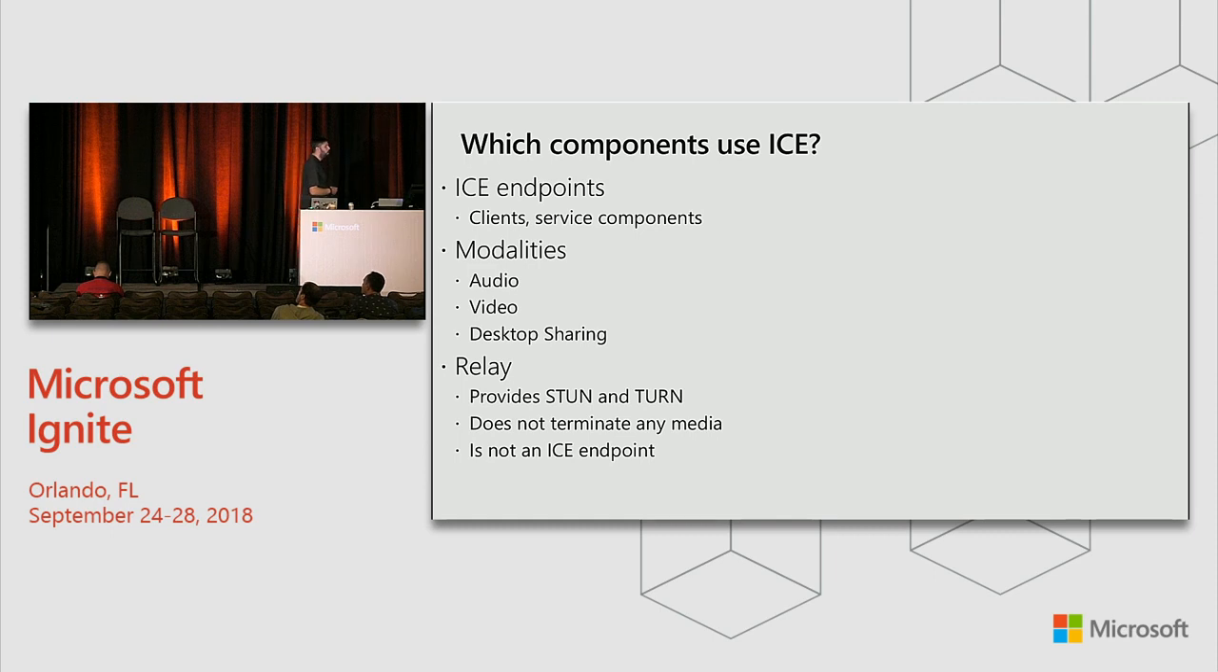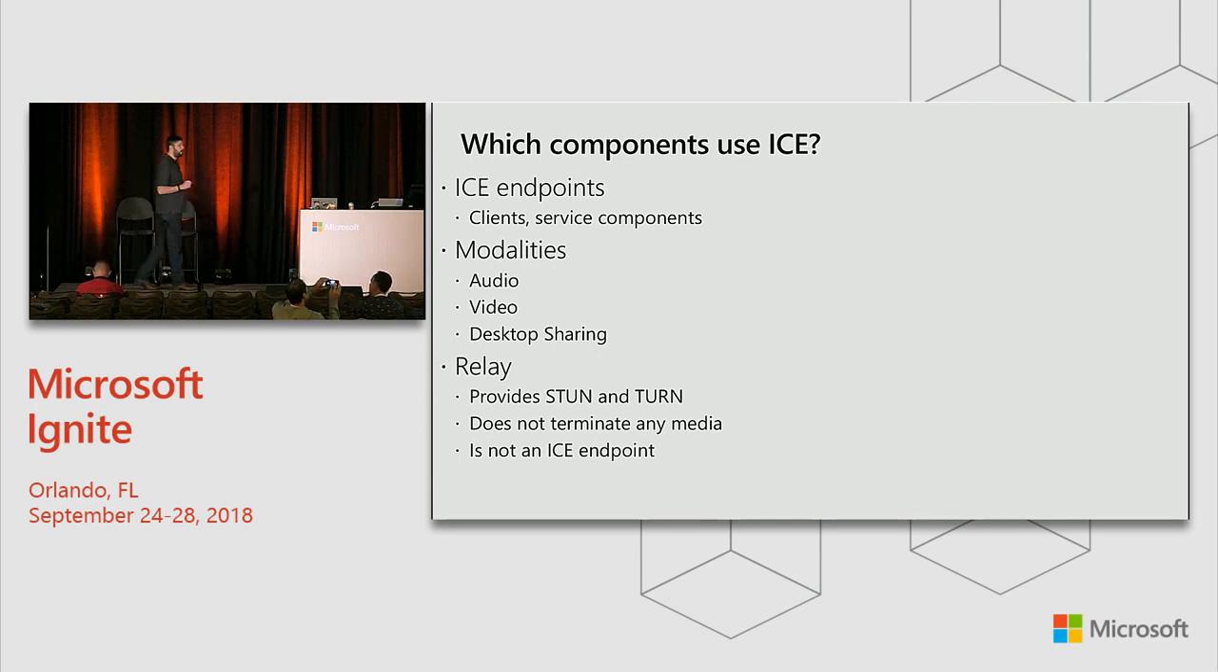First of all, which components use ICE? All the clients, the Teams client on your mobile, on your PC, on your Mac, they all use ICE. And the service components in the cloud use ICE. We can use this for audio, video, desktop sharing. We don't use this for file sharing or for signaling, because that's all 443 directly to the cloud. We don't need any relays for that. We can go there directly.